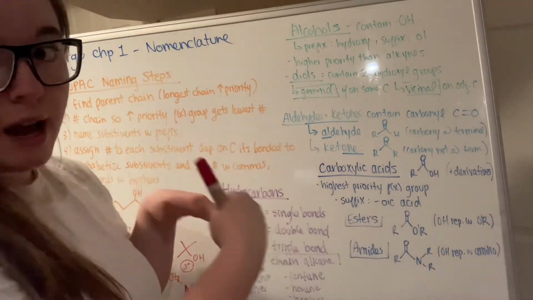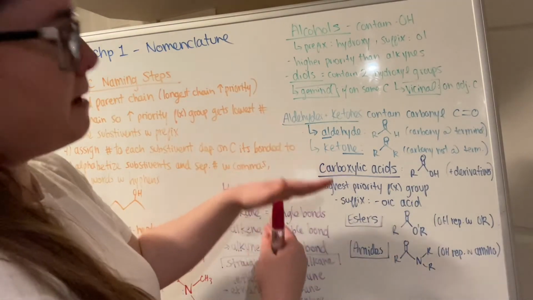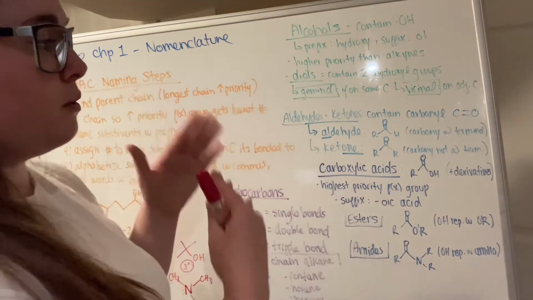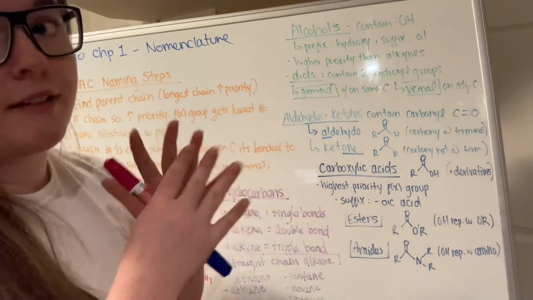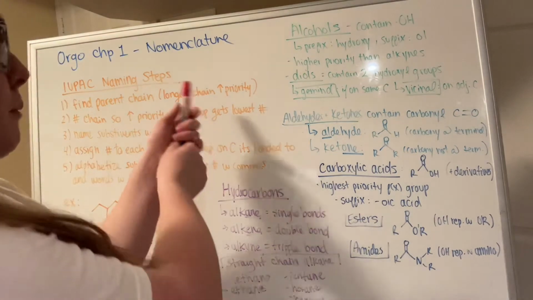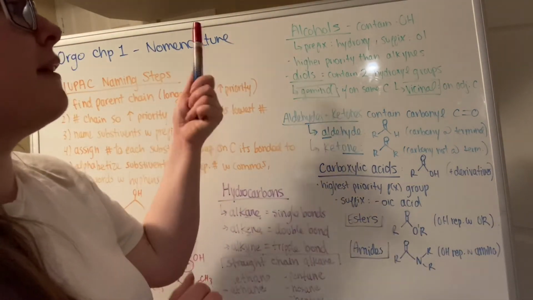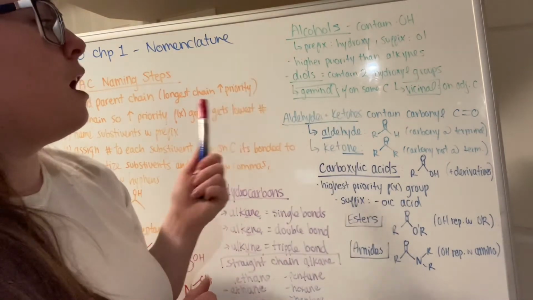Aldehydes and ketones are higher priority than alcohols, and then carboxylic acids are higher priority than the aldehydes and ketones. So it is this order of priority of functional groups to determine what would be your parent chain. But back to alcohols. So alcohols have a higher priority than alkynes.